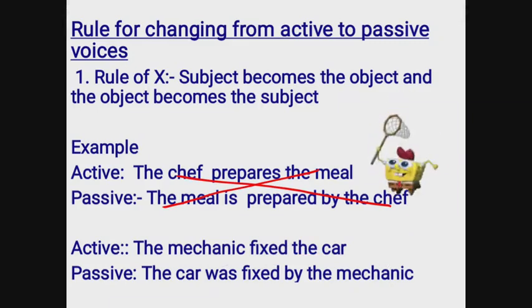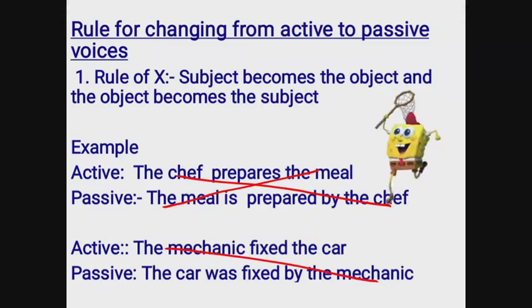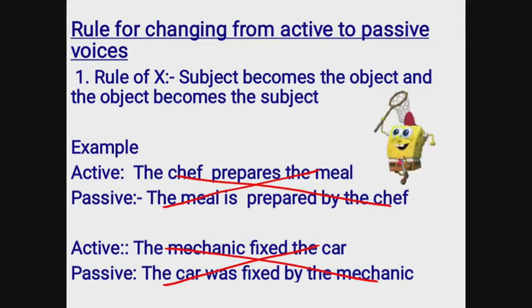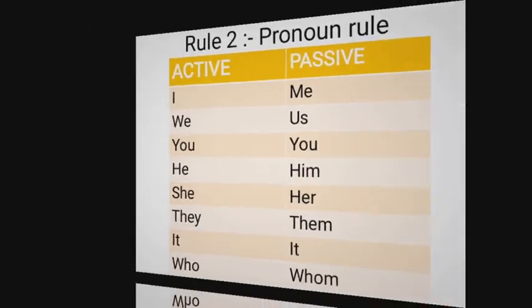The car becomes the what? Subject in passive voice. So it is just like twisting it round; that is all about the X rule. The subject goes to the object in the passive, and the object goes to the subject in the passive. This is how to change from active voice to passive voice using the X rule for subject and object.